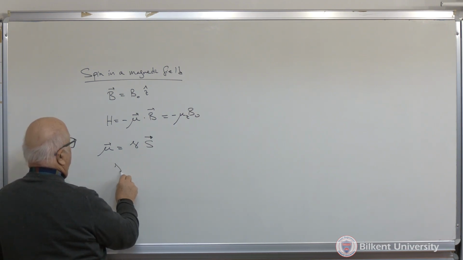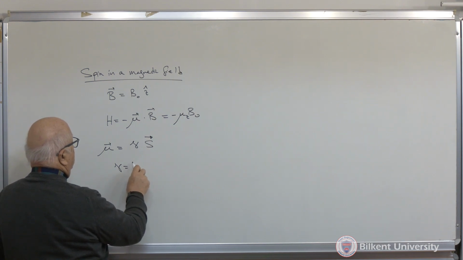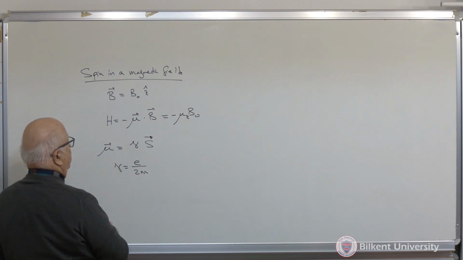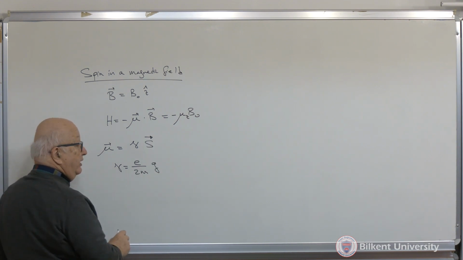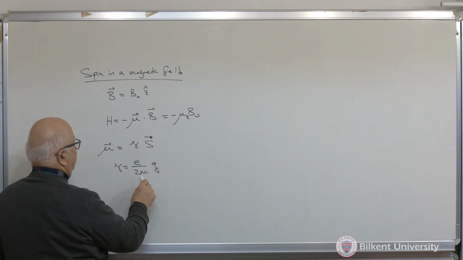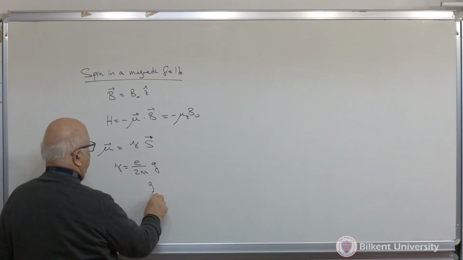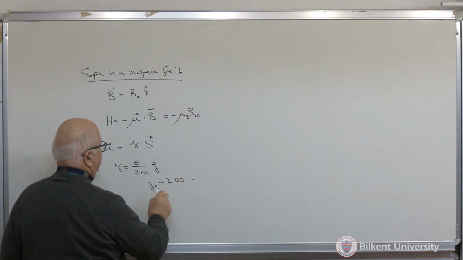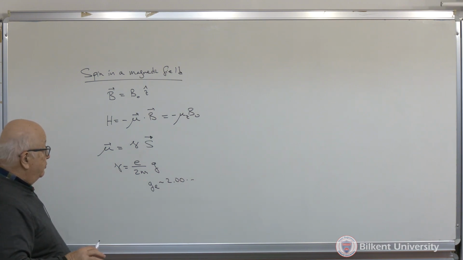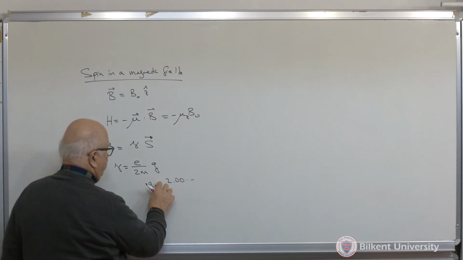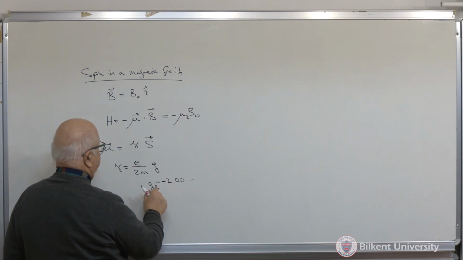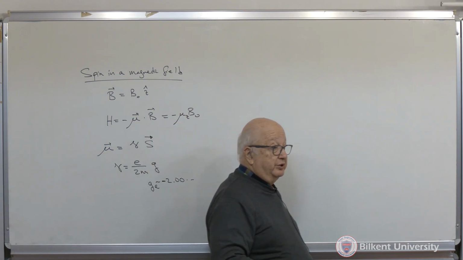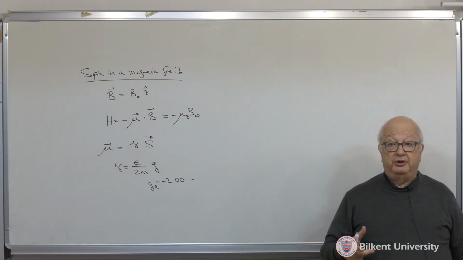And the gamma was equal to e over 2m times this g factor. Okay, and the g factor for the electron was something extremely close to 2. It's 2.00 something. There's a minus sign involved because the charge of the electron is negative, so the magnetic moment is in the opposite direction to the spin.